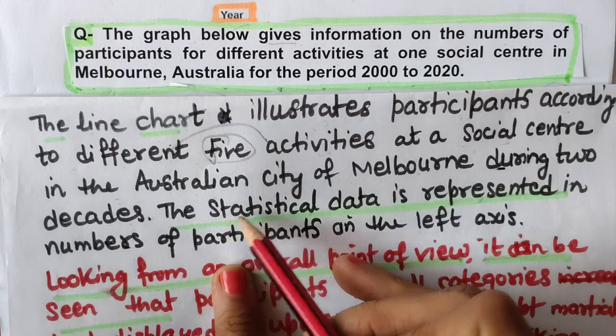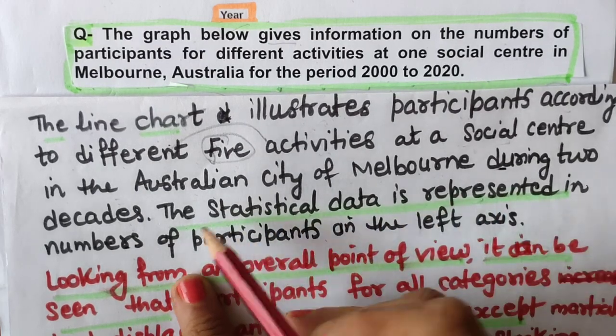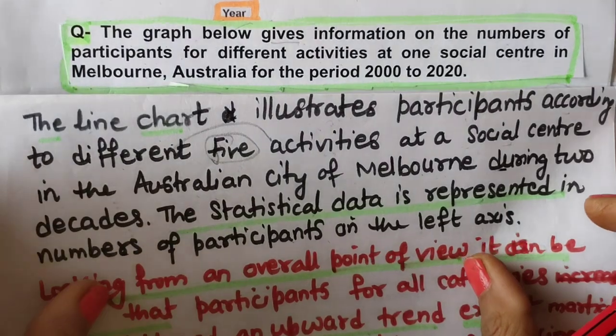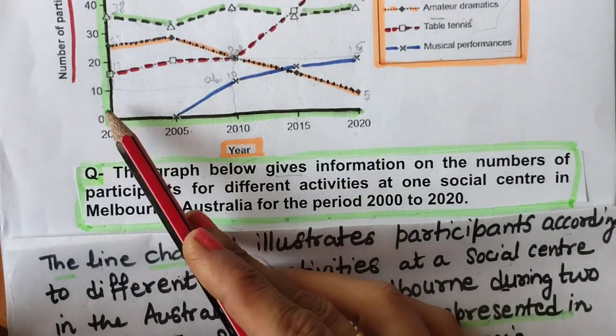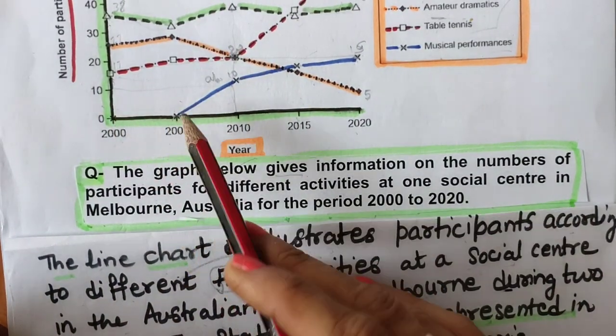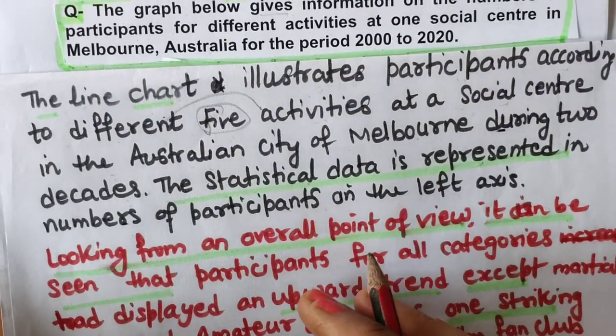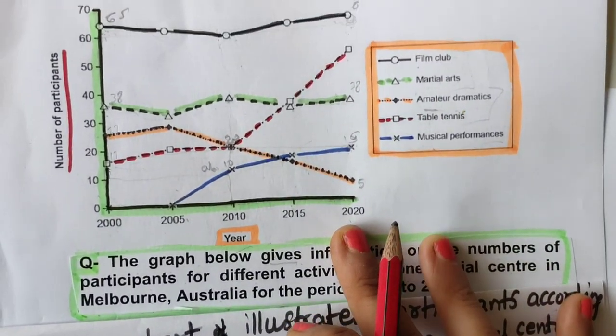And then the last line: the statistical data is presented in numbers of participants on the left axis. This is the left axis, this is the y axis. Okay, so yes, next one is the overall point of view. Overall, what are we going to write?